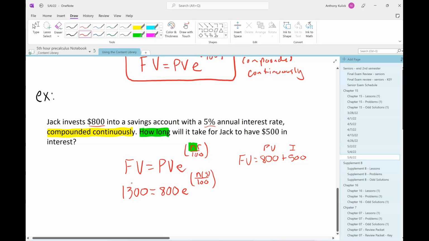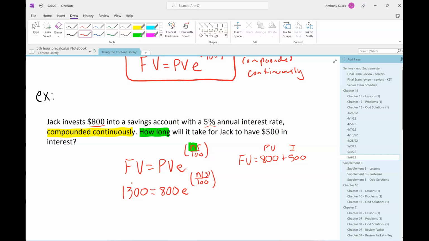So you just have to be a little bit careful there. Again, the wording in the problem makes a big difference. That it's $500 in interest, not $500 for the account. That'd be a pretty crummy investment, right? If you put $800 in and you get $500 out. Oh, man.